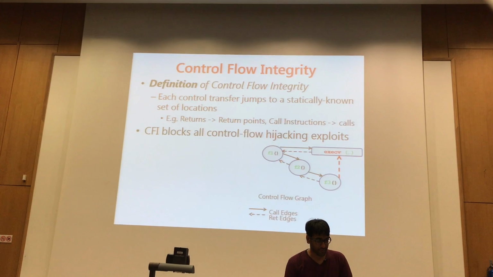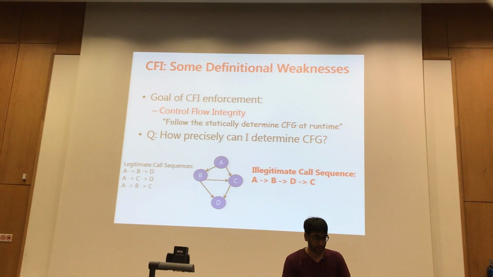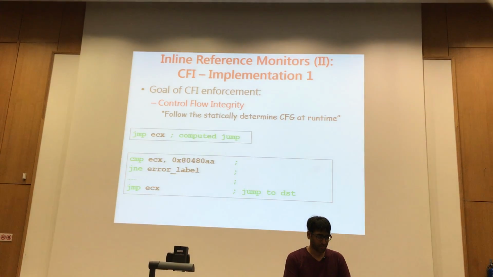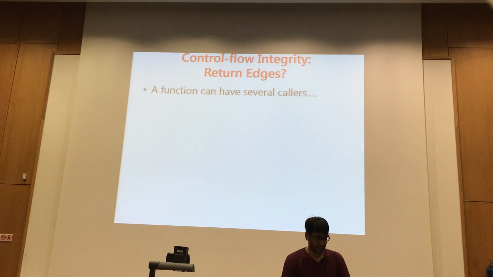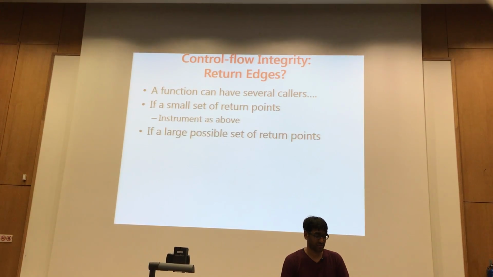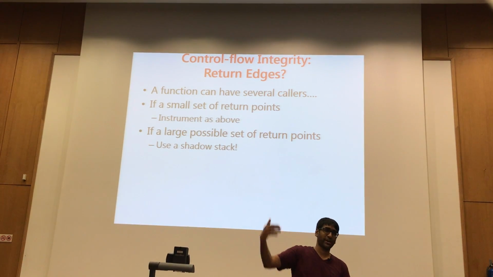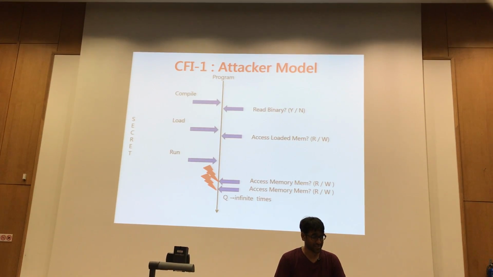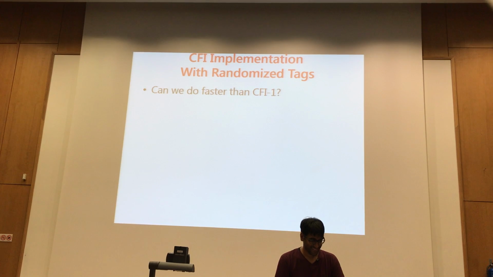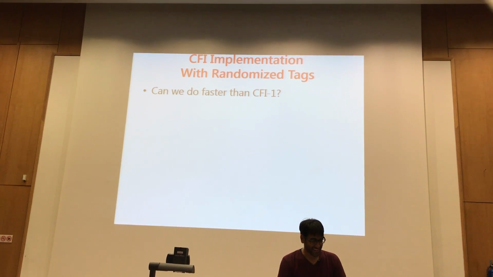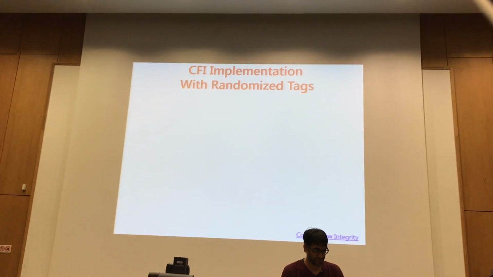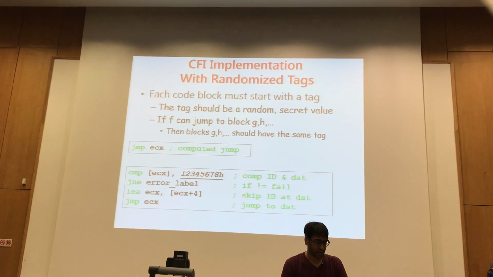And once you can do that, for the enforcement procedure, there are a couple of ways to do it. Here's one mechanism to do it. It doesn't protect against return edges, so you need a shadow stack to protect the return edges. But that's pretty much all of that. There are some optimized versions of that as well.